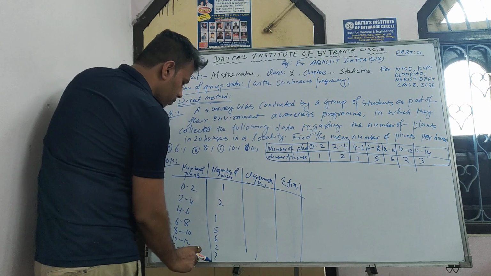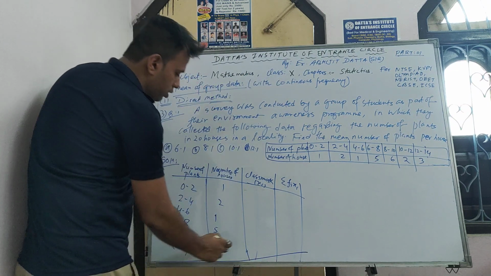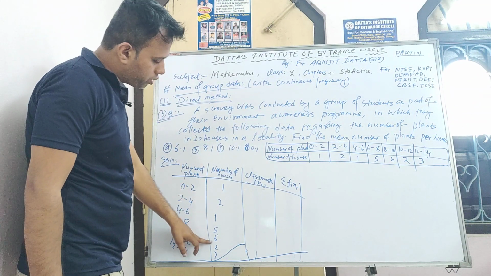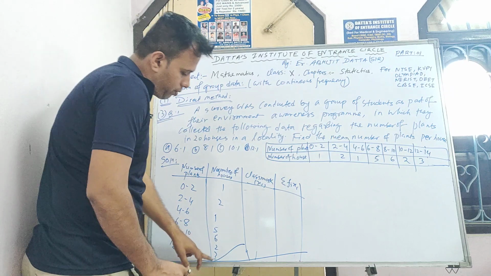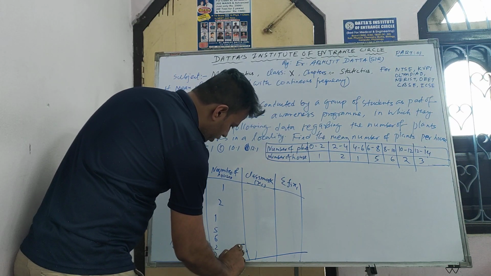Okay, so the total number of houses is 20, isn't it? Total number of houses here is 20. If I sum this, 1 plus 2 plus 1 is 4, 4 plus 6 is 10, and 10 plus 10 is 20. So summation of fi is 20.